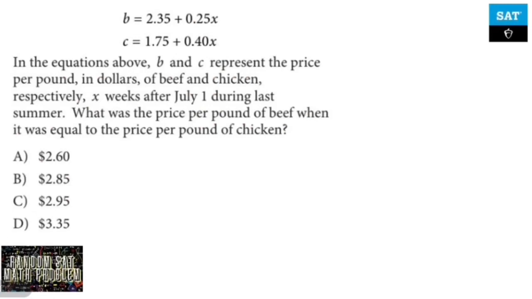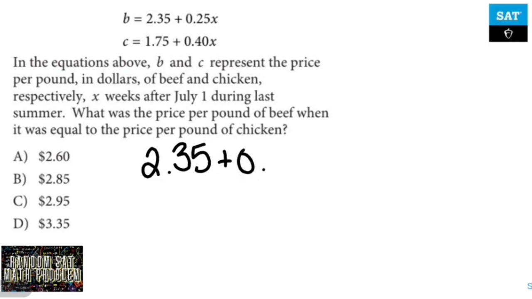In the equations above, B and C represent the price per pound in dollars of beef and chicken, respectively. X weeks after July 1st during last summer, what was the price per pound of beef when it was equal to the price per pound for chicken? So I want B and C to equal each other. Well, in order to do that, I need to find out what X is, because it's talking about X weeks. So if B and C need to equal each other, that means this guy and that guy have to equal each other. So I'm going to set them equal to each other.